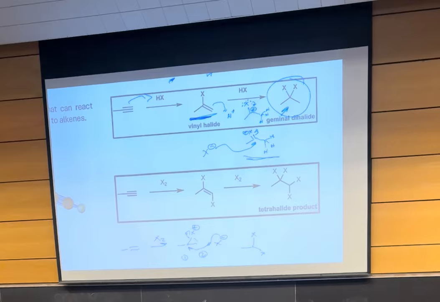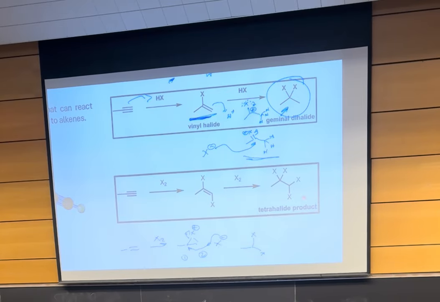You have that triple bond, it's just gonna put all X's across it, all the way down to the single bond. Okay? So it just does 2 rounds of this 3-member ring thing. It does that, then it makes another 3-member ring, and it attacks again. Okay?